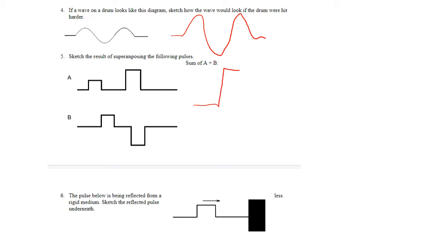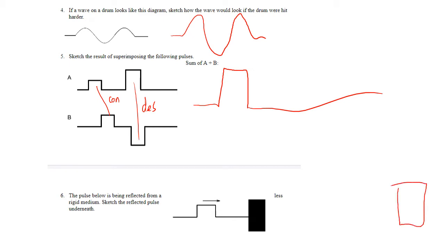Sketch the results of these pulses. The sum of A plus B. If we add them together, we're going to get a bigger one here and a flat one over here, because these parts are going to be constructive and these parts are going to be destructive, because they're opposites. The pulse below is reflected from a rigid medium. Sketch the reflected pulse underneath. Here's the block. So basically, what does it look like after it bounces?